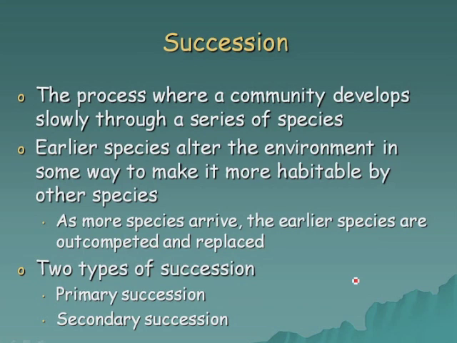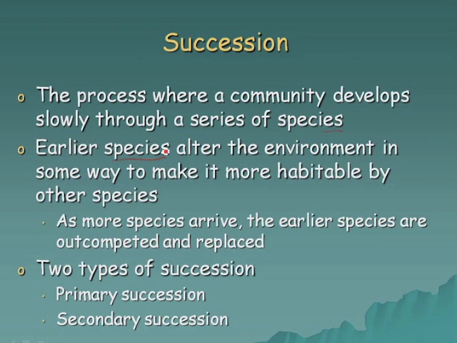And so, more explicitly, it develops slowly through a series of different species. Earlier species alter the environment in some way that makes it more habitable by other species. So it could change the soil. It could bring in more nutrients. It could encourage other species like birds that bring in seeds, deer that maybe break up the soil or the rocks, or graze on other plants. So these species not only look different, but they actually change the environment, which enables more different species to come in and colonize.